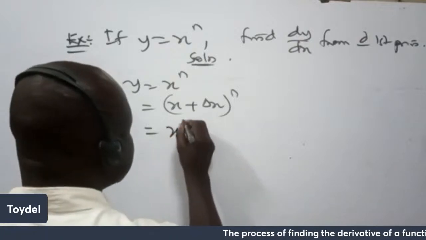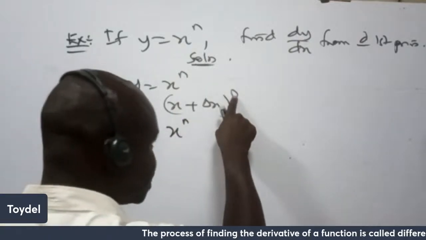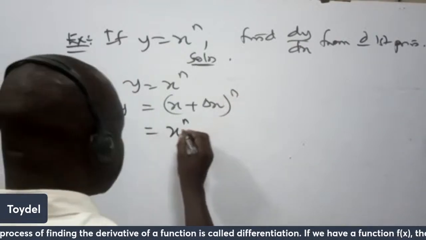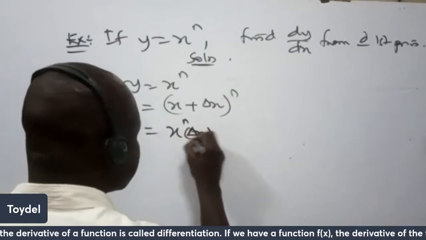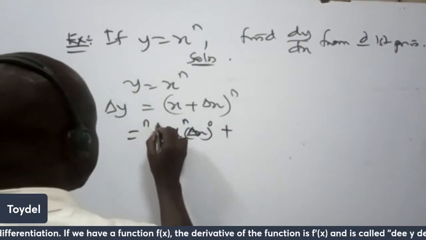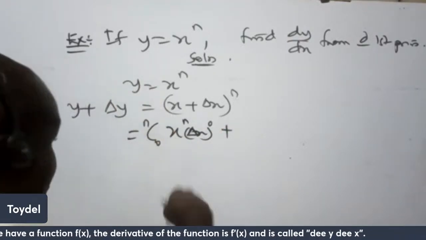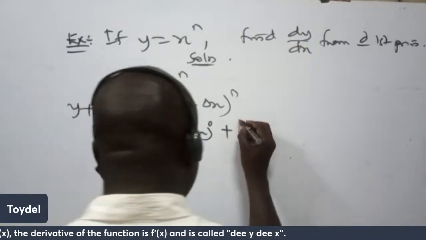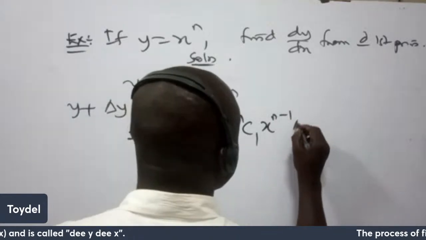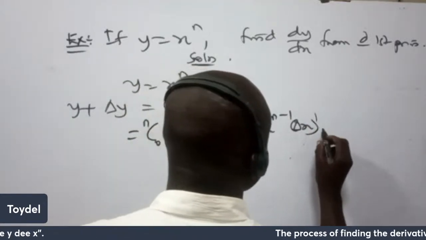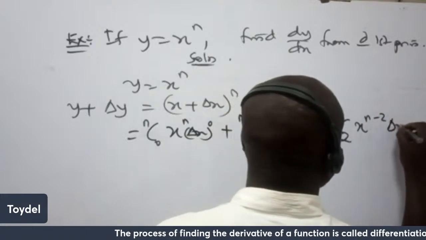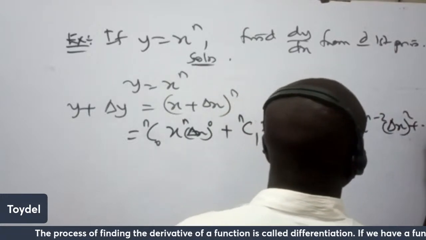I'm going to have x raised to the power n. This will be decreasing with respect to this, while this will be increasing with respect to this. So this will be x raised to the power n, delta x, everything raised to the power 0, plus, of course, we are going to have n combination 0 here. But n combination 0 is 1, to know the coefficient here. Then we go to n combination 1, x raised to the power n minus 1, delta x raised to the power 1, plus n combination 2, x raised to the power n minus 2, delta x all squared, plus dot dot dot.